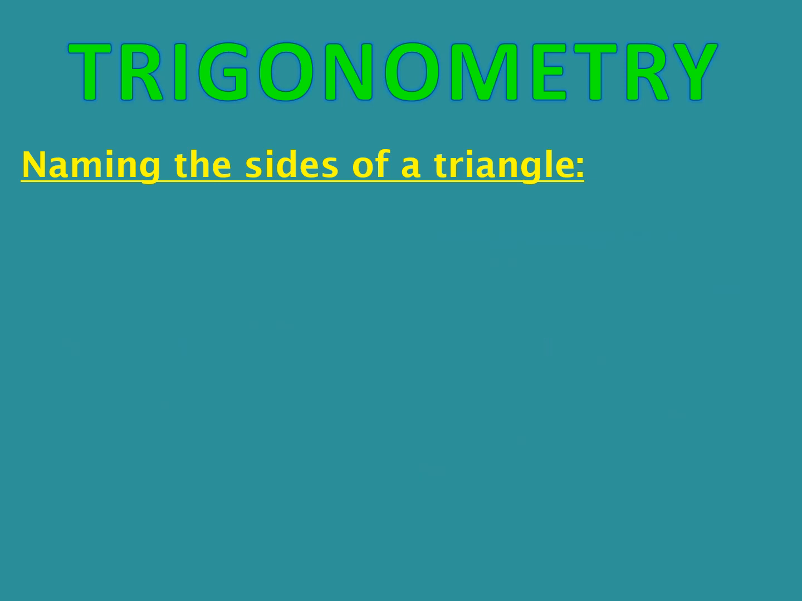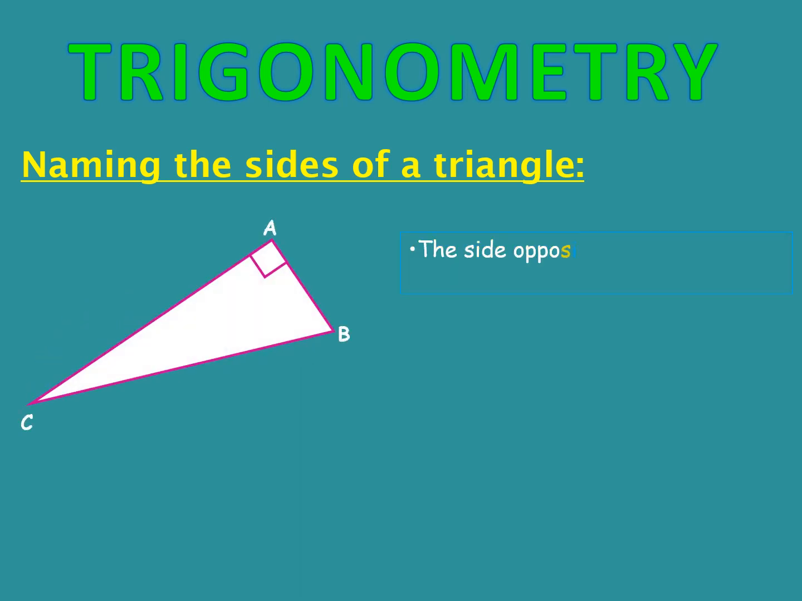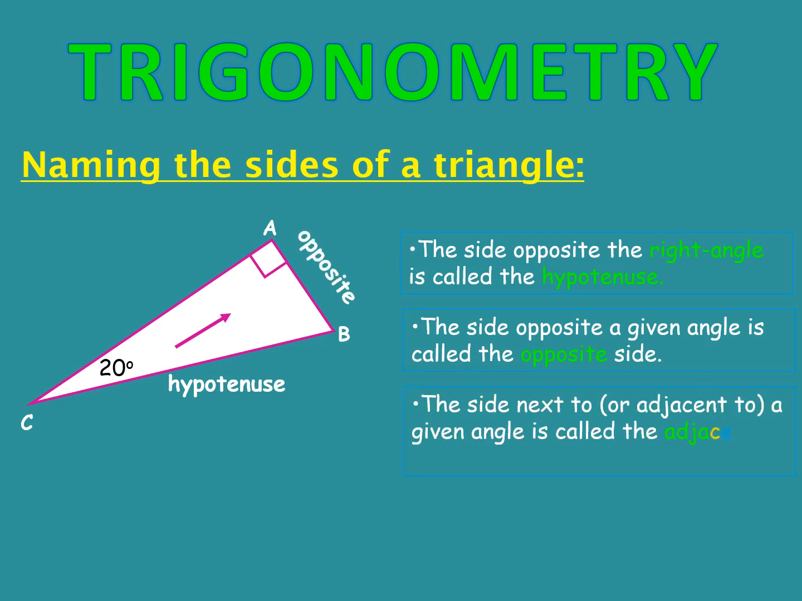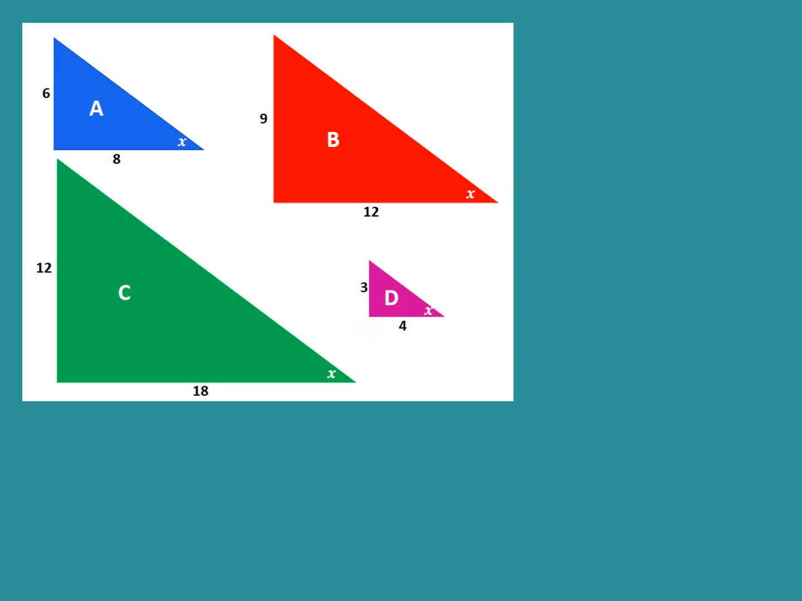Let's just look at one more. Right, in this triangle, again, my hypotenuse is the easiest to identify. It's opposite my right angle. Then if I want to look at angle C, which is 20 degrees, the side opposite that, in other words AB, will be known as the opposite side, and the remaining side is adjacent. Okay, so we need to just keep that in mind, and we're going to come back to that in a little while.